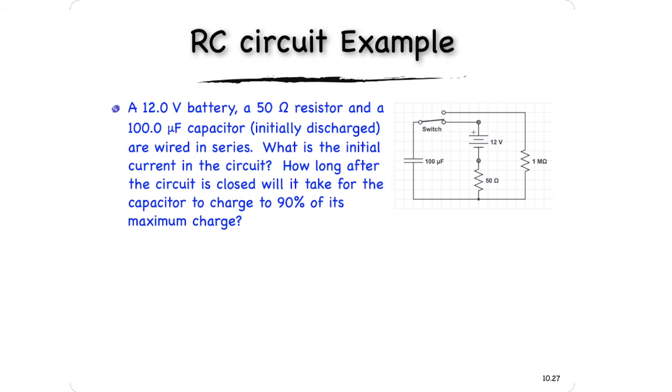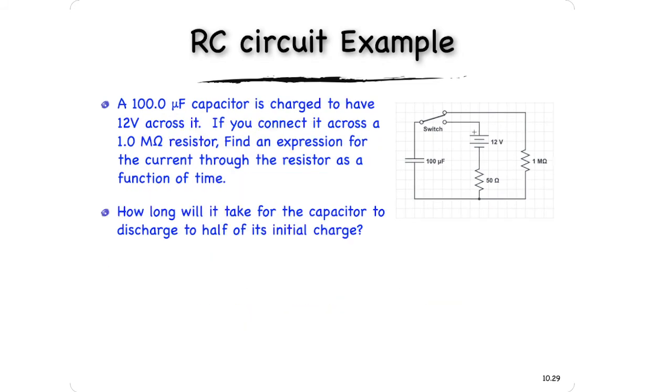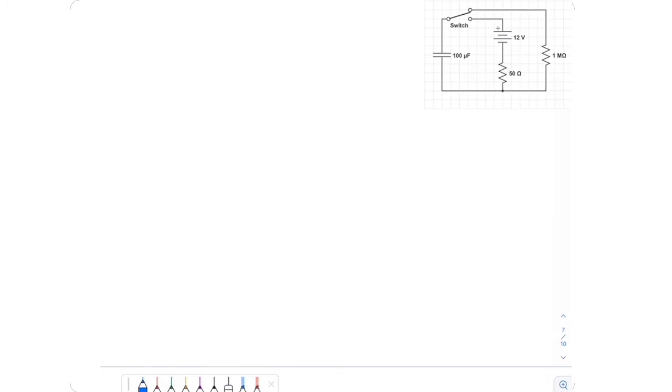Okay, so let's see what happens when we flip the switch on this. We flip the switch up, and now our fully charged capacitor is going to discharge across this 1 mega ohm resistor. So we want to find an expression for the current through the resistor, and we want to ask how long it will take to discharge to half of its initial value. It's a similar situation. I have a discharging capacitor, so this time I'm going to use VC is equal to V naught times e to the minus t over RC.